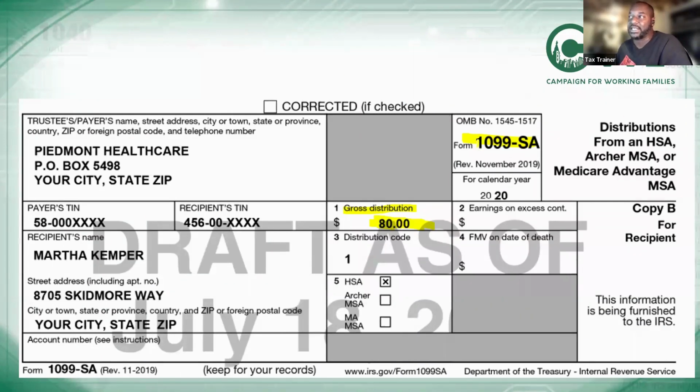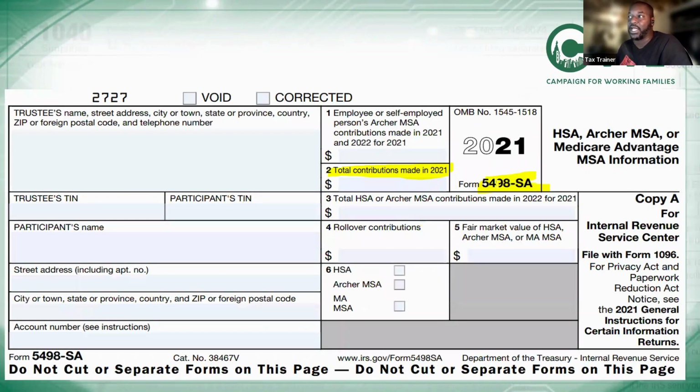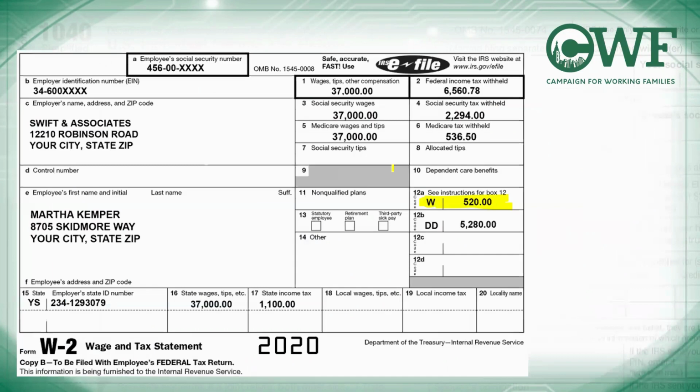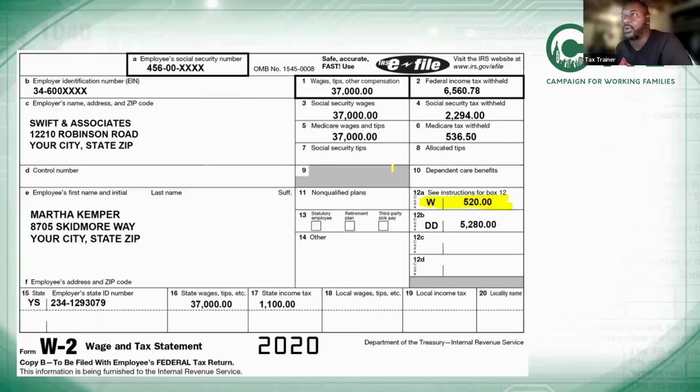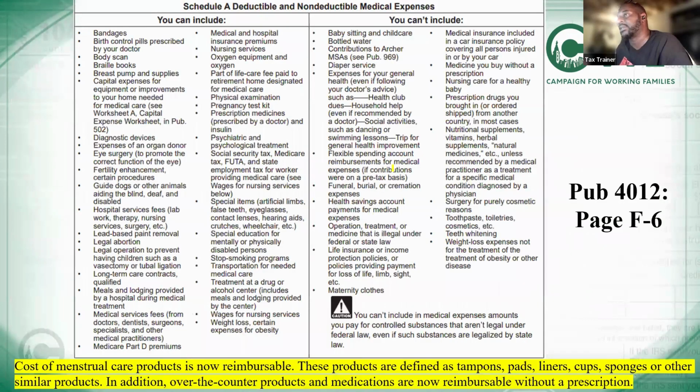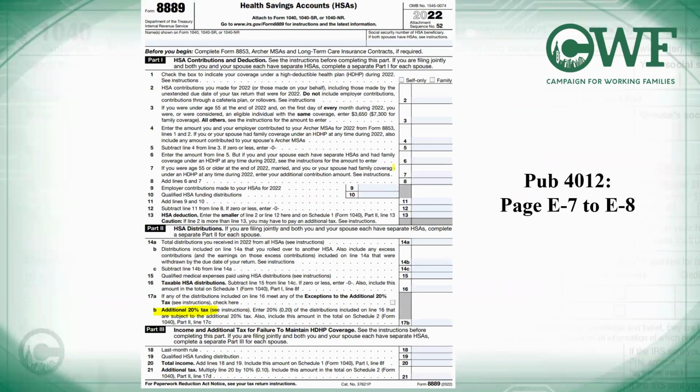But this 1099-SA is for distributions, while this 5498-SA is for contributions, and money I put in. Now, just for the TaxLayer purposes, do we have to put in that 5498 in the system? That's a good question. Because I know it's distributions. Do we have to input that?